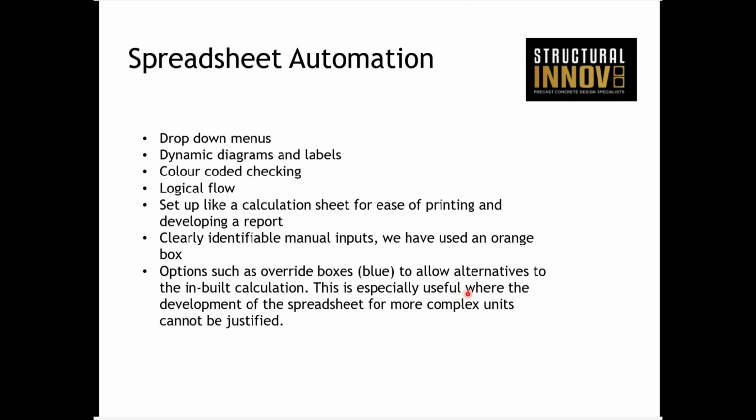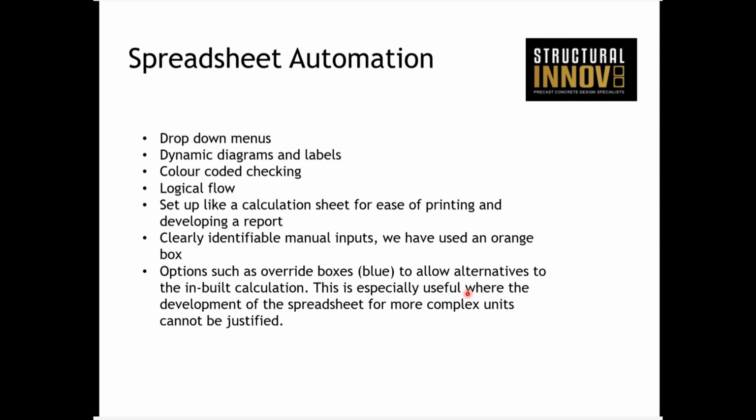This slide here is a quick few tips and hints on spreadsheet automation. So Excel is a powerful tool, and you can do a lot with it in terms of automating. So things like drop-down menus. For example, when you're selecting the lifter, you can have all your lifters pre-built into the drop-down menu: your 2.5 ton, your 5 ton, your 7.5 ton lifters, all there in a drop-down menu.